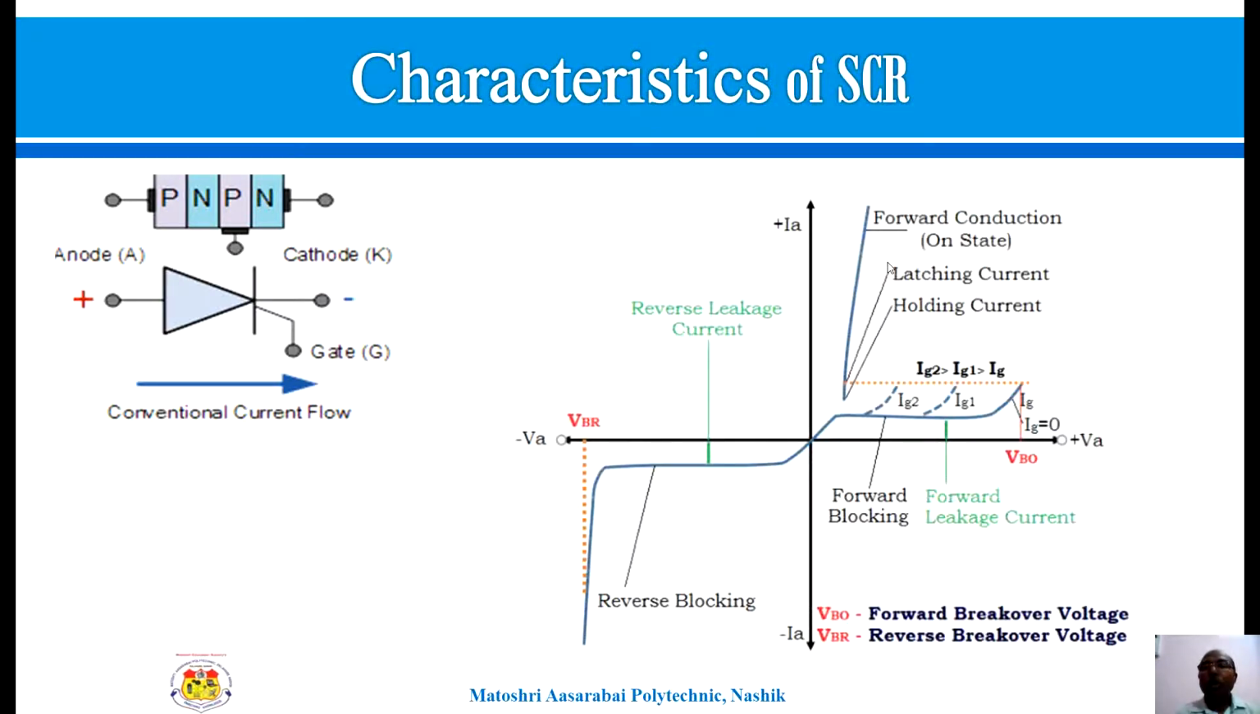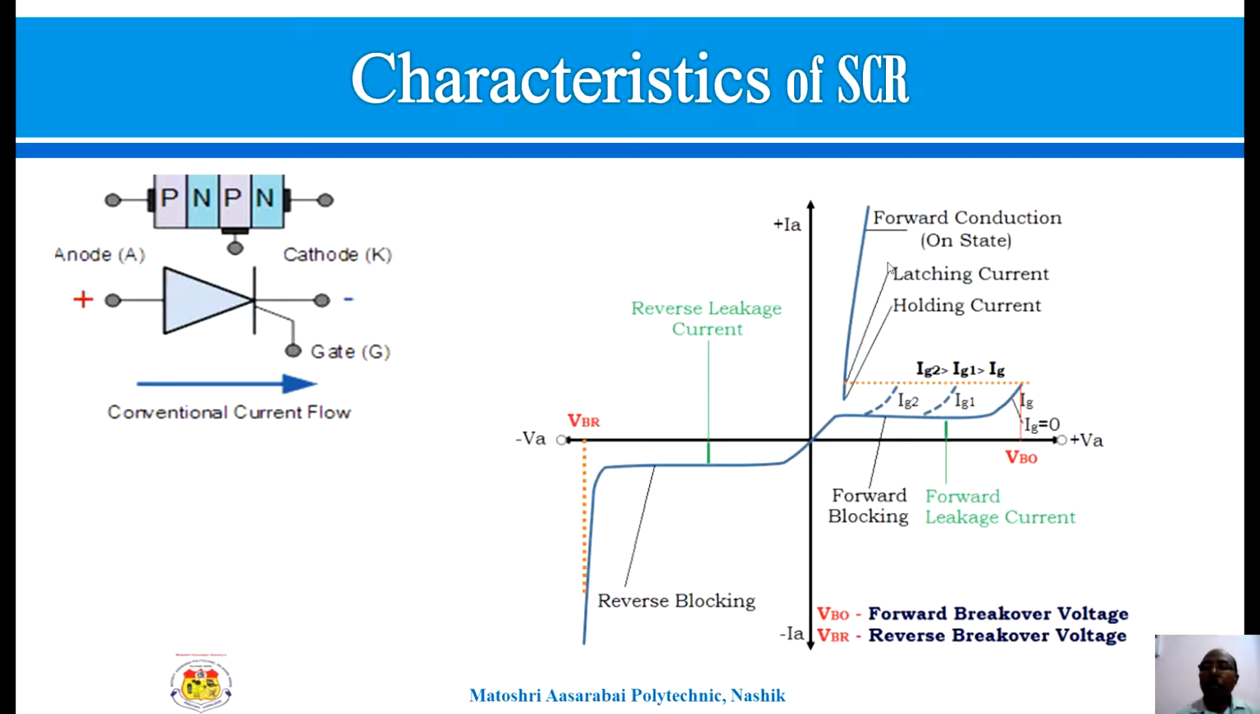Now we can plot the SCR characteristics. Here we can see in the first quadrant the SCR forward bias characteristics is shown, and in the third quadrant we can see the reverse characteristics. After the VBO, the device will be on suddenly and the voltage drops.